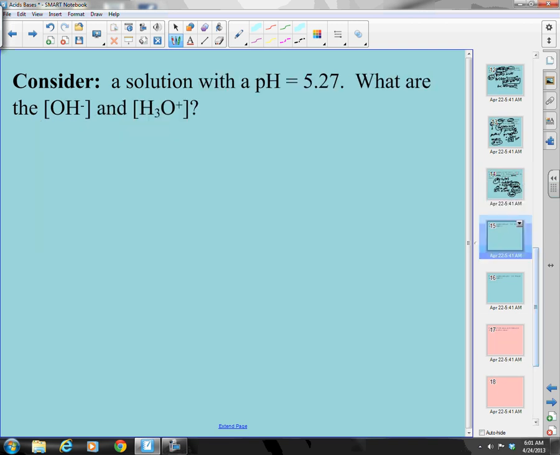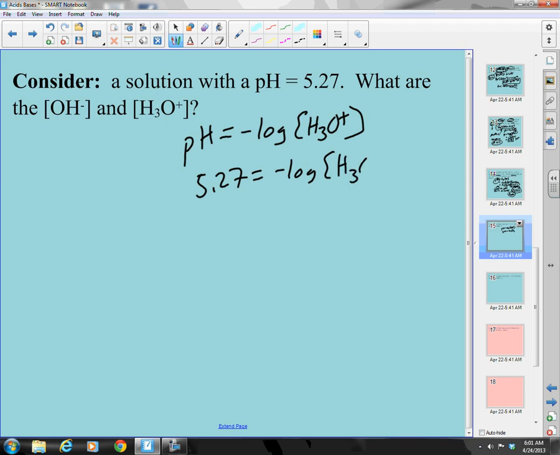Two more slides and we'll call it off. All right, a solution with a pH of 5.27. What are the hydroxide and hydronium concentrations? Well, this is a piece of cake, right? We know pH equals negative log of hydronium concentration. So that means 5.27 is equal to the negative log of hydronium.